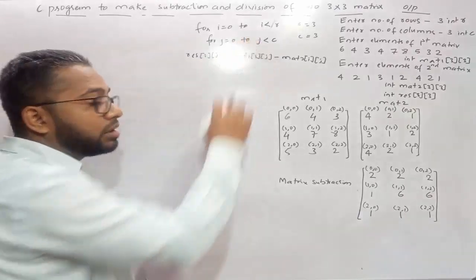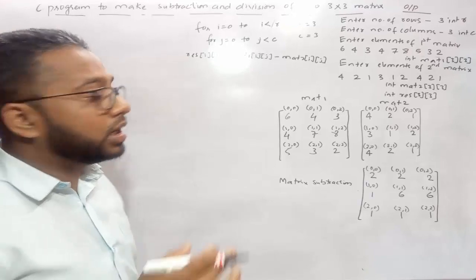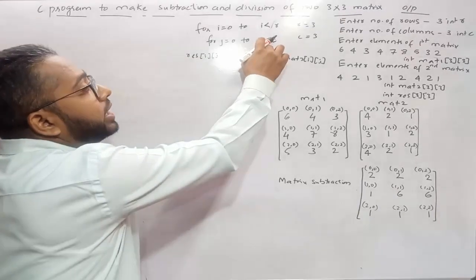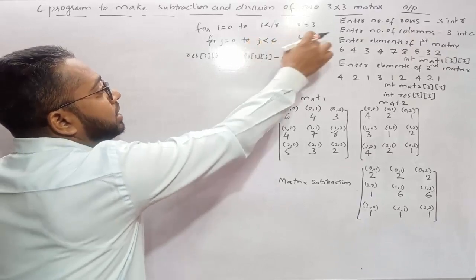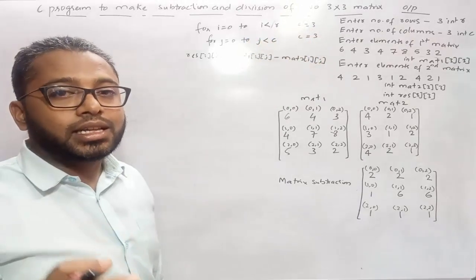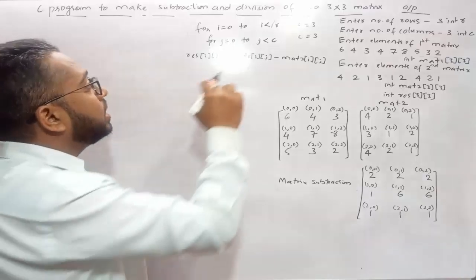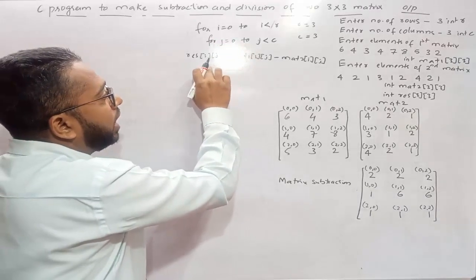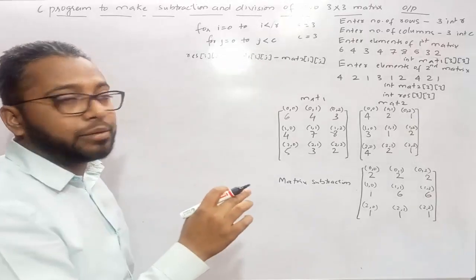Now j gets incremented by 1. Now j becomes 1. For the value of j equals 1, again the condition gets evaluated here. 1 is less than 3. Yes, 1 is less than 3. That's why the condition becomes true, and control will come inside the j loop to again perform this statement.